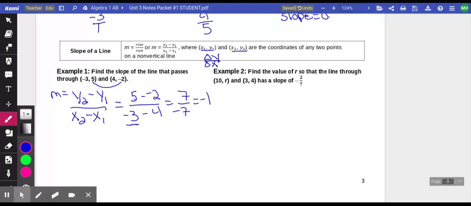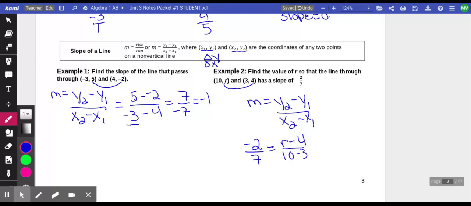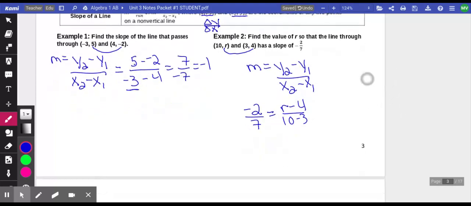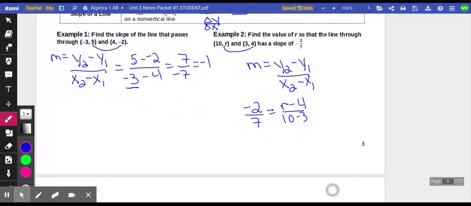Find the value of r so that the line goes through those 2 points with that slope. So again, I'm using my formula: m equals y2 minus y1 over x2 minus x1. I'm going to substitute what I know. So I know my slope is -2 over 7. It's -2/7, but you choose which one you want to put. My y is r minus 4 over 10 minus 3. First, I'm going to simplify that denominator. So that's r minus 4 over 7.